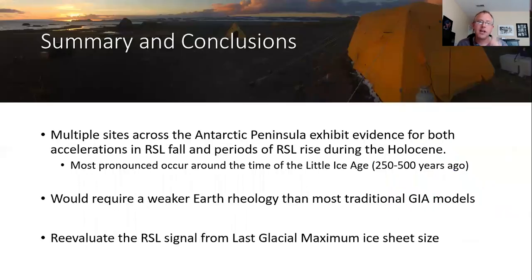So in summary, multiple sites across the Antarctic Peninsula are showing advances and retreats, are showing accelerations in the rate of RSL fall, as well as periods of RSL rise, the most recent occurring around the time of the Little Ice Age. That would require weaker Earth rheology than most traditional GIA models, which means maybe we should reevaluate what some of those GIA models are telling us about, for instance, the extent of the ice during the last glacial maximum.